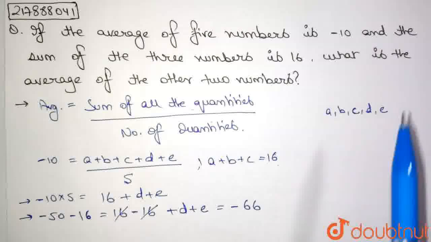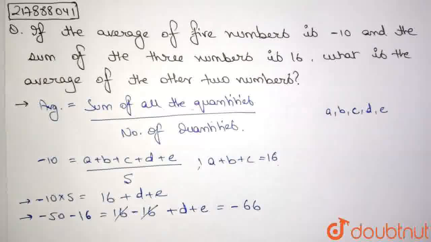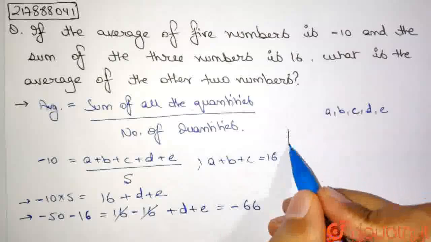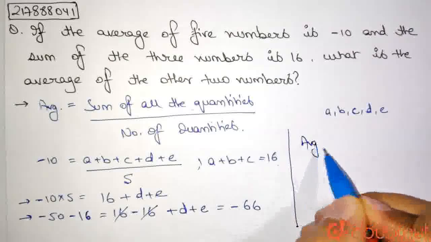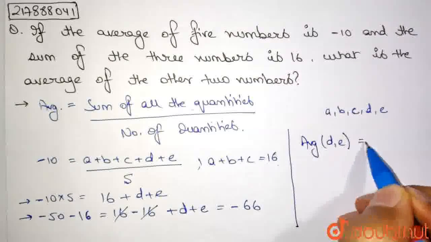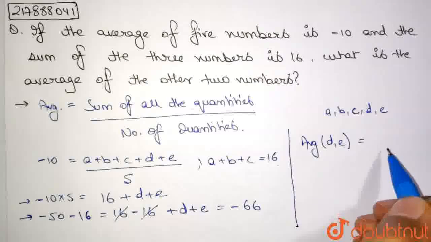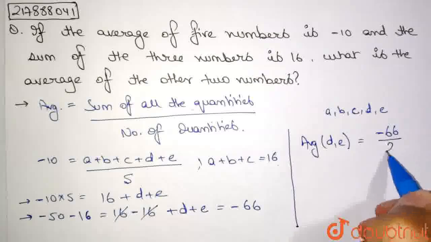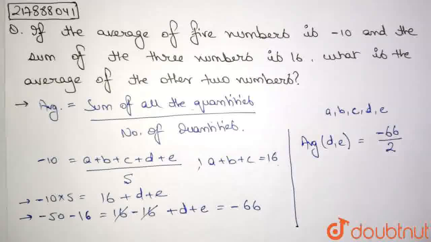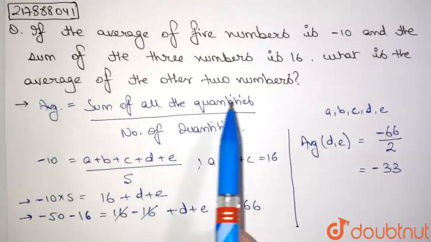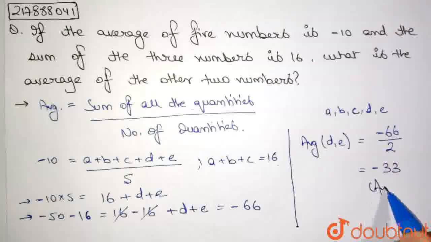But the question states, what is the average of the other 2 numbers? That means I have to find the average of D and E. I have their sum, and I need to divide the sum by the number of quantities. So the average of D and E equals the sum by the number of values, that is minus 66 upon 2, because there are 2 numbers, 1, 2. So this equals minus 33. The answer to the question is minus 33. So this is our answer.